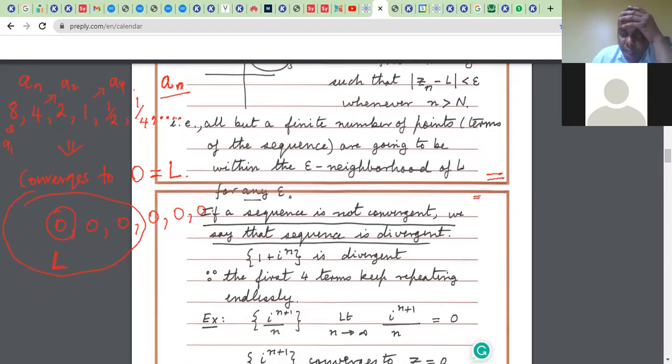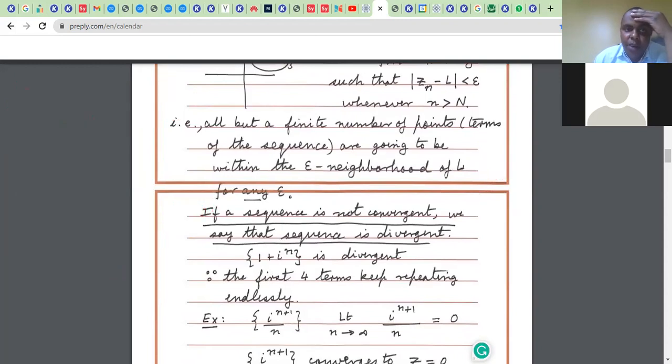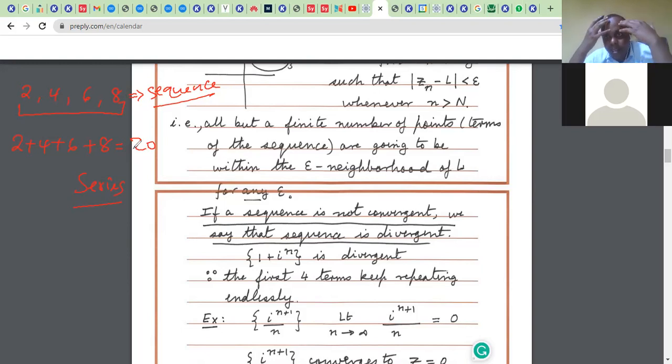Okay. So a sequence, for example, if I give you 2, 4, 6, 8, this is a sequence, right? Yes. A series happens when you add them: 2 plus 4 plus 6 plus 8. The sum of the terms in a sequence is what we call a series. So the series for this simple sequence is going to be the summation, 20. So the series is the summation. The sequence is the list of elements.